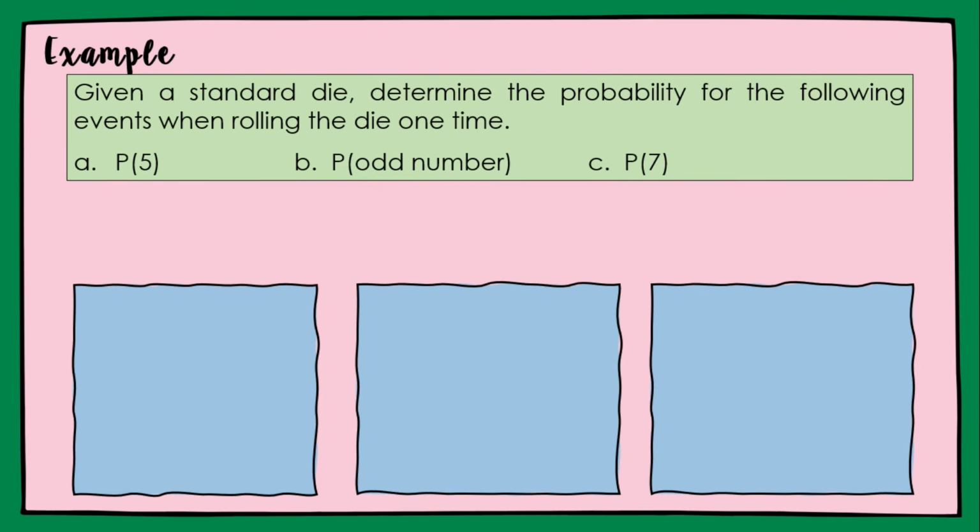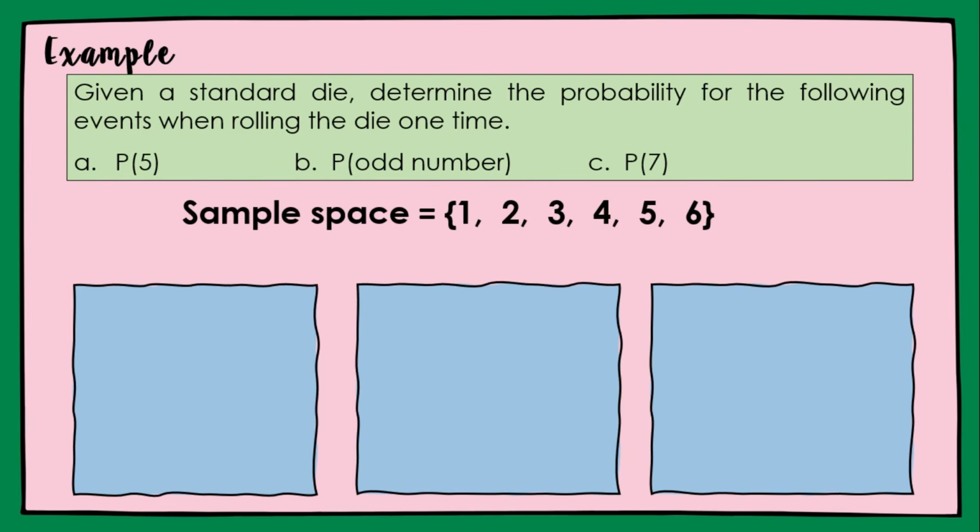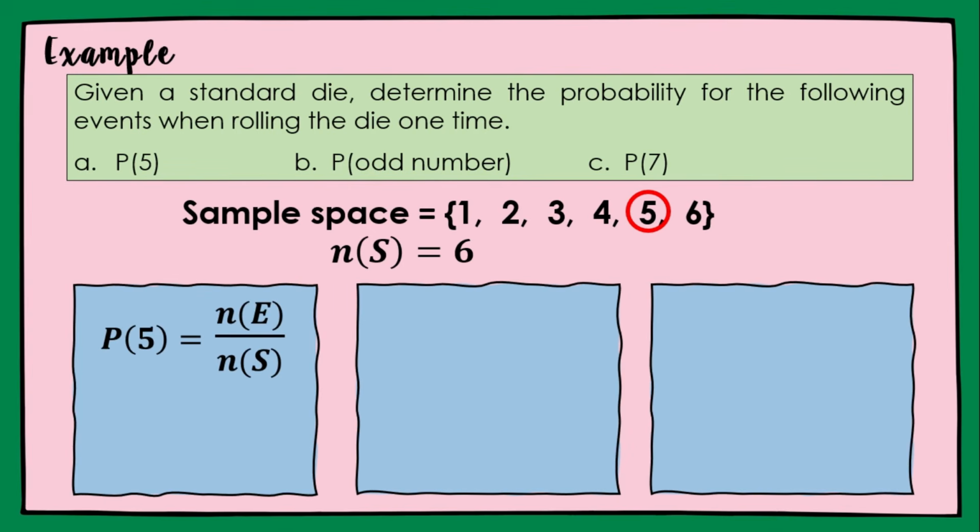Let us first determine the sample space. It consists of the following elements: 1, 2, 3, 4, 5, and 6. Thus, we have a total of 6 possible outcomes. So, n of S is equal to 6. Let us have letter A. For letter A, we only have one number 5 in the list of all possible outcomes. Thus, n of E is equal to 1. So, the probability of getting a number 5 is equal to 1 over 6.